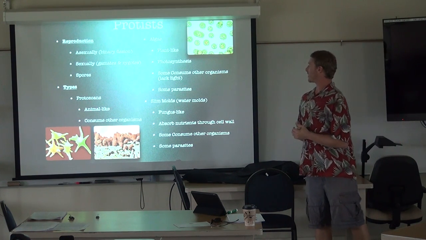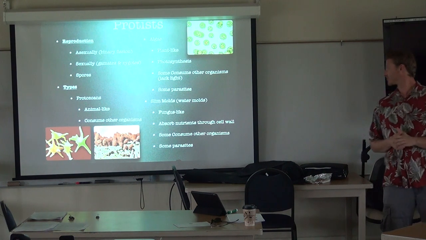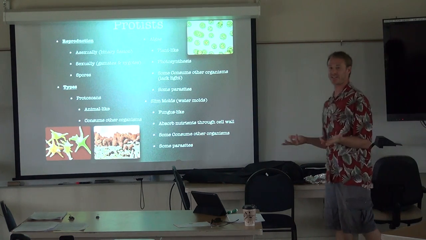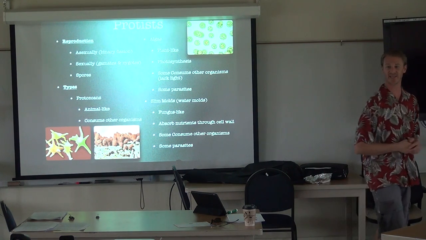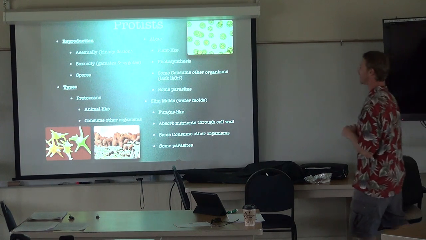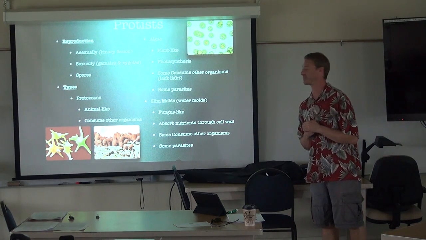Some consume other organisms in areas that lack light. So algae can exist in the deep ocean where no sunlight hits. It doesn't need the sun. Well, some species don't need the sun, and they don't need photosynthesis. Some of them are actually able to consume others.